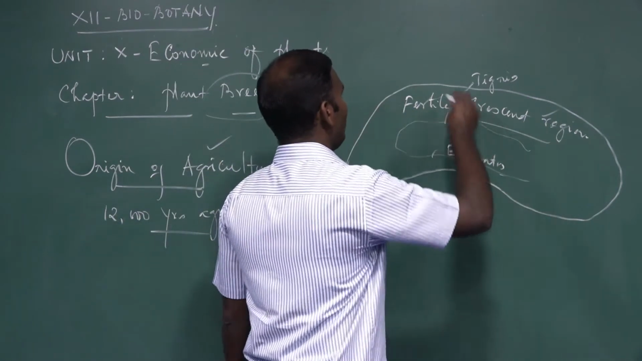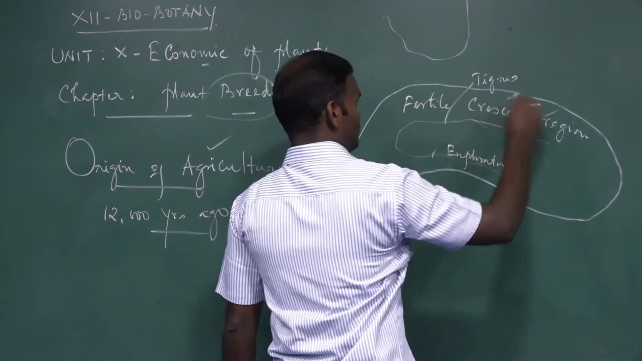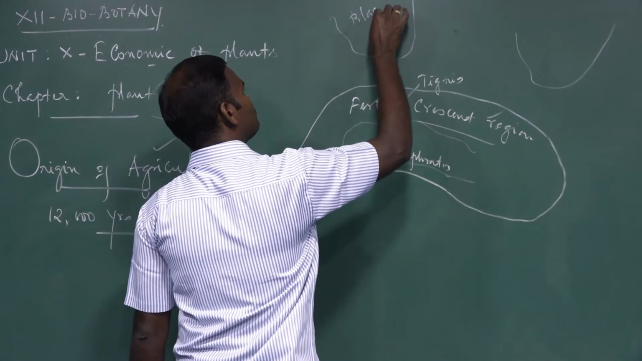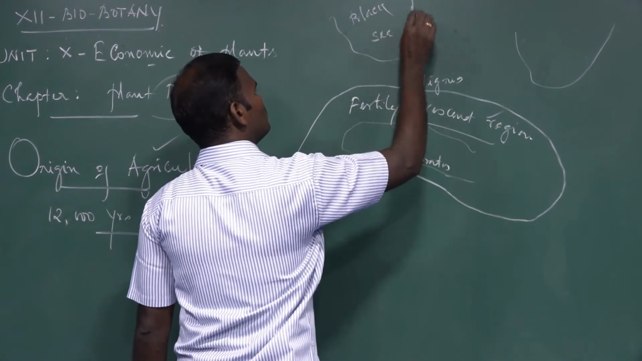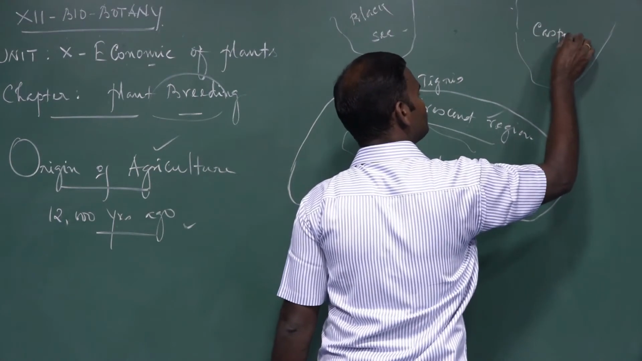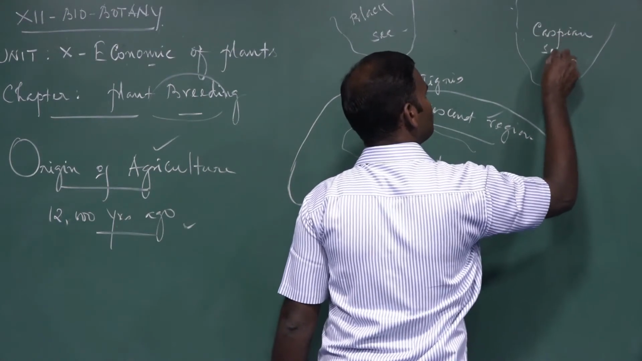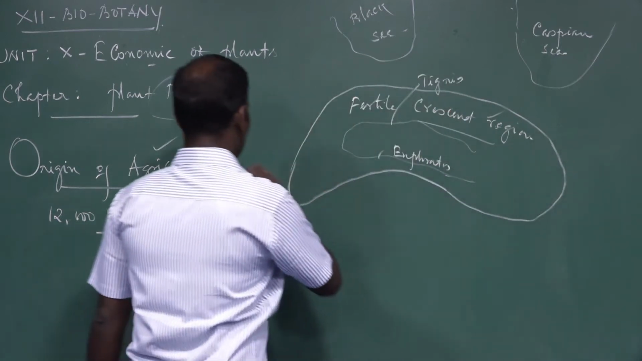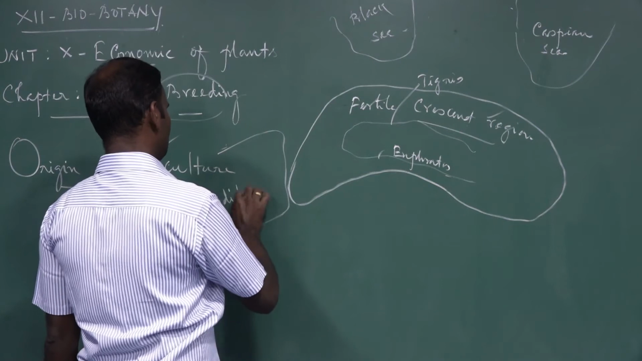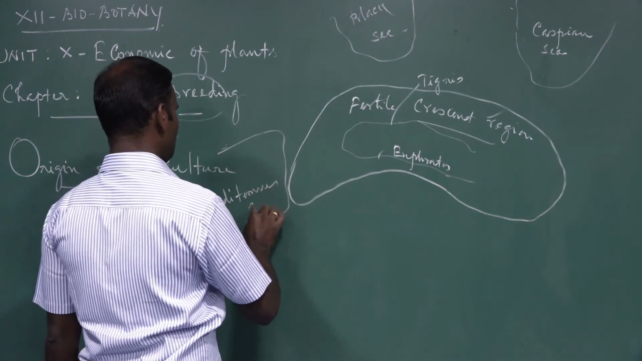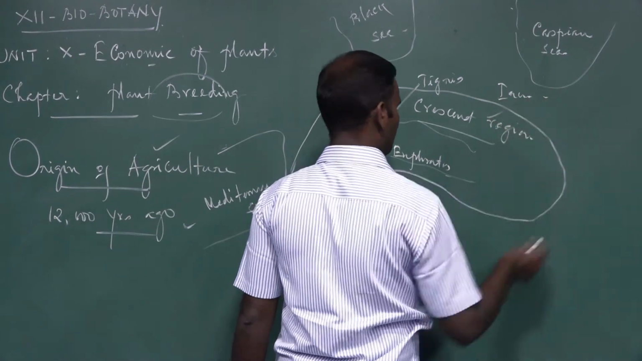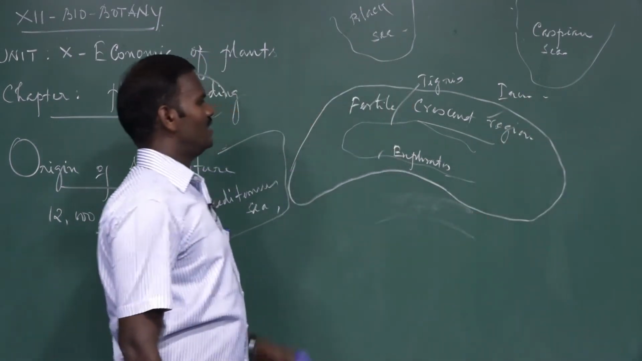It is surrounded by the Black Sea, the Caspian Sea, and the Mediterranean Sea at the center, and Iran. So these are the regions.